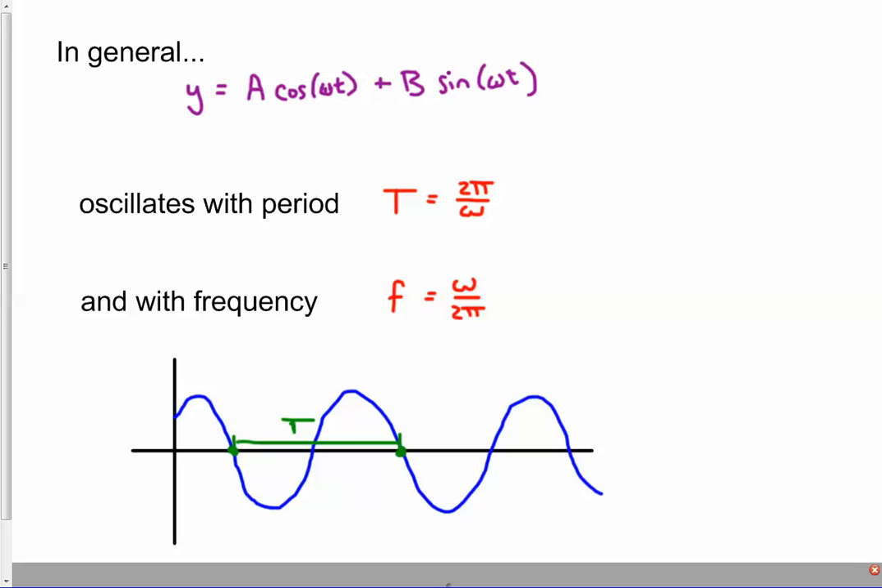We can get the rate at which it's oscillating, either in terms of the period or the frequency, whichever one makes the most sense for us. Okay. However, there are two things that we can't get directly from this expression, and there are two things that we might want to also know.